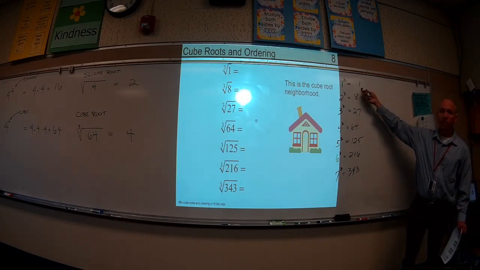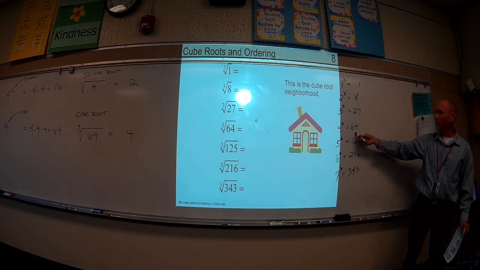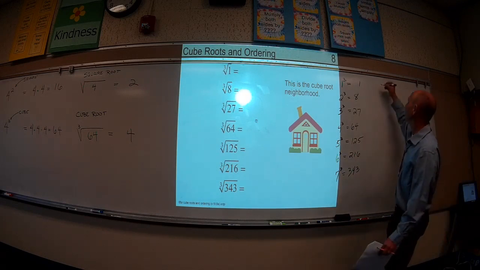What's the cube root of 1? What's the cube root of 8? What's the cube root of 27? 3. Cube root of 64? Four. Cube root of 125? Five. Cube root of 216? Six. Cube root of 7. Got it. So let's get all those down here too.